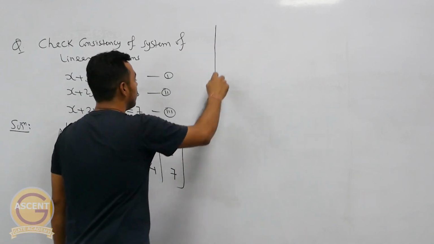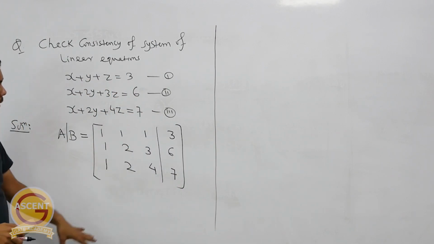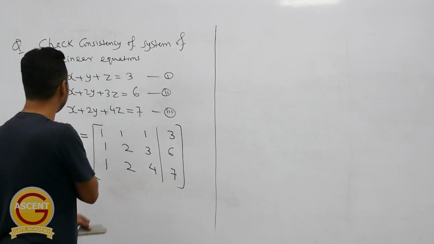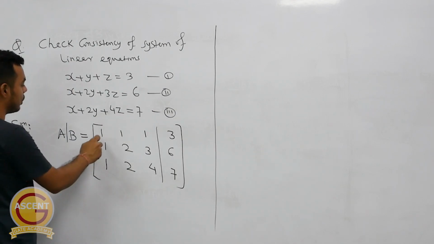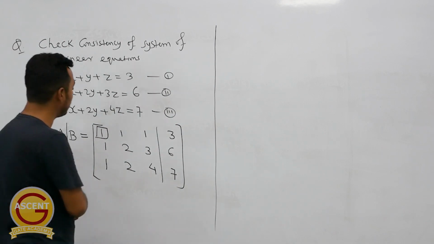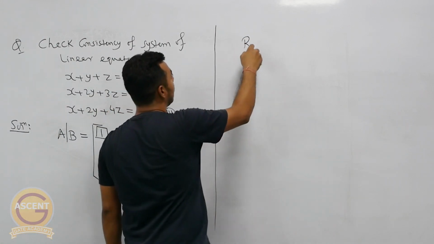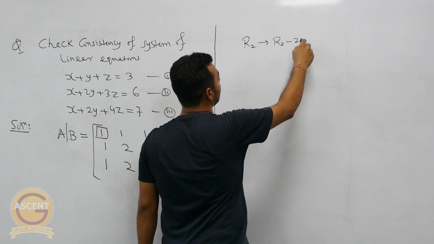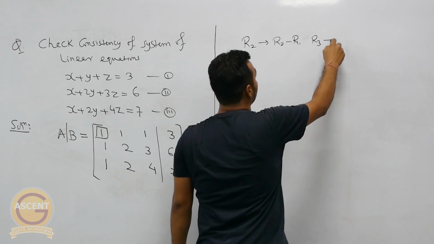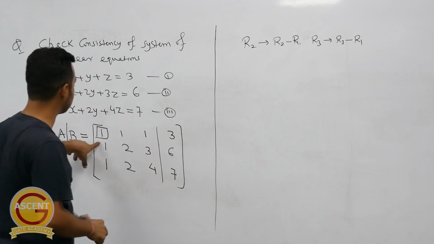Now our aim is to convert this augmented matrix into echelon form, and then we will see what is the rank of the coefficient matrix and what is the rank of the augmented matrix, and then we'll apply the concepts that we have learned. In order to convert this matrix into echelon form, we have to start with the first element in the first row and first column. This was our pivot element, and we have to create 0 below this element. So if I perform the operations R2 goes to R2 minus R1, and R3 goes to R3 minus R1, then I can create 0 below this element 1.